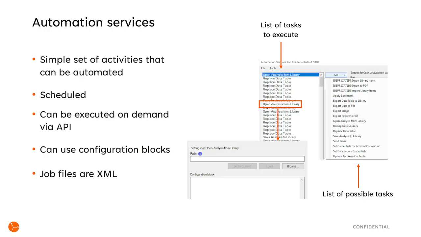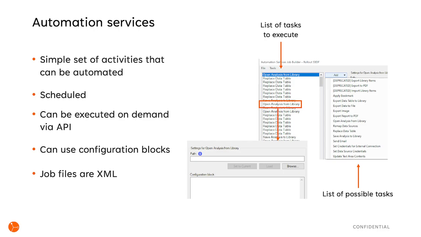So if you haven't seen automation services, this is what it looks like. Again, simple tool. It's like a kind of script of simple things that you could do. And here on the right hand side, these are the things you could do: open a dashboard, save a dashboard, replace data, export data, stuff like that. And you just kind of chain these things together. So you have the script: open a dashboard, replace, save a dashboard. Very simple. And you can use configuration blocks as well.